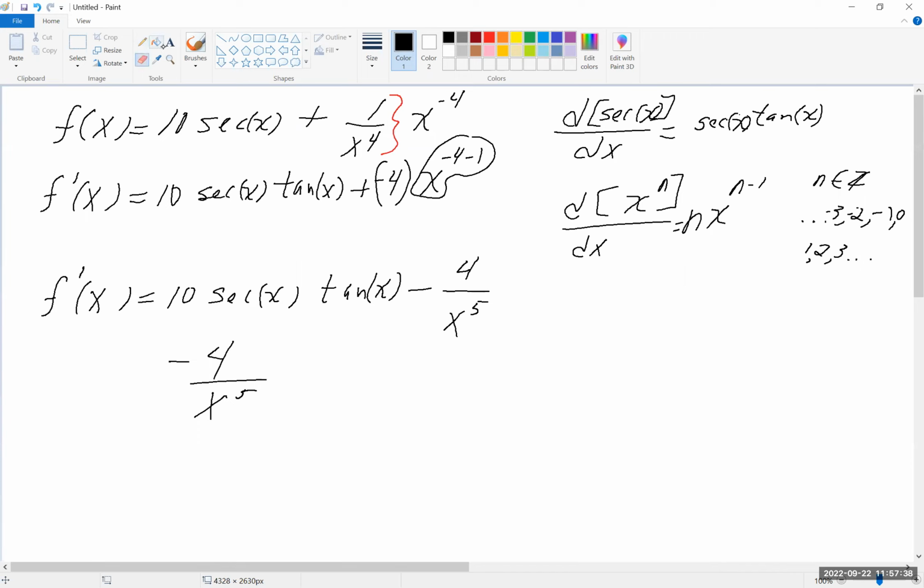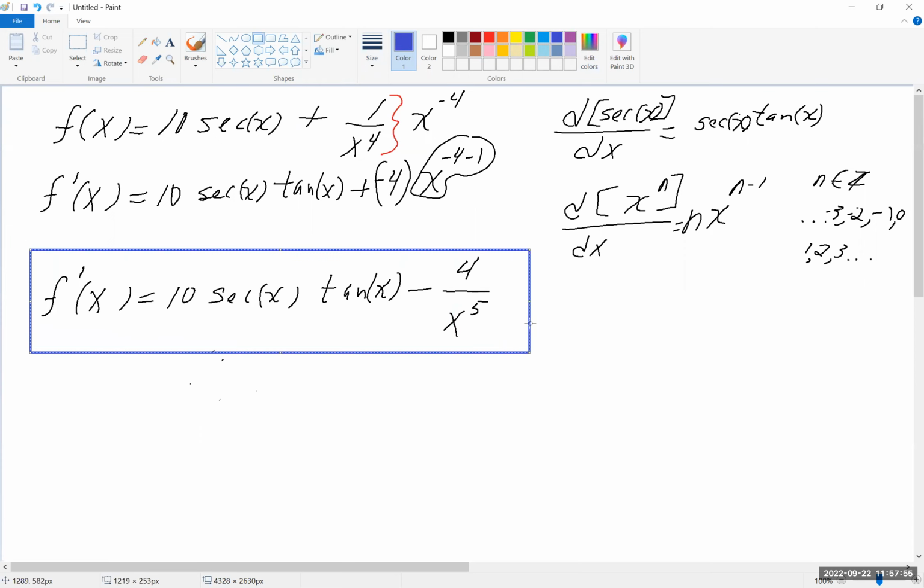And you would probably prefer it there, so we're going to go ahead and erase, and let's put a box around our answer. And that is how you solve a problem that involves trigonometric functions such as secant x and also that exponent rule. All right.